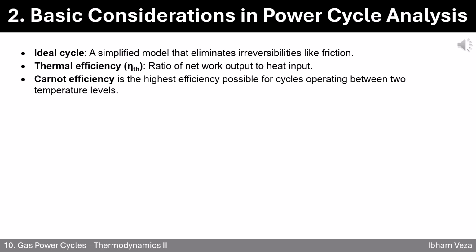And finally, Carnot efficiency. This is the gold standard, representing the maximum efficiency any cycle can achieve if it operates between two temperatures. No real engine can beat it, but it gives us a useful benchmark. Understanding these three ideas, ideal cycle, thermal efficiency, and Carnot efficiency, will make the rest of power cycle analysis much clearer and more structured.